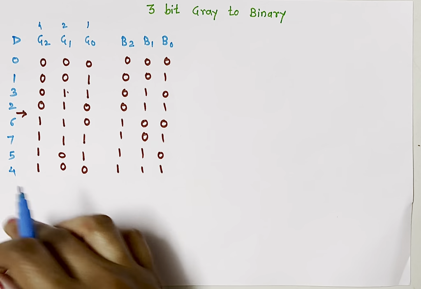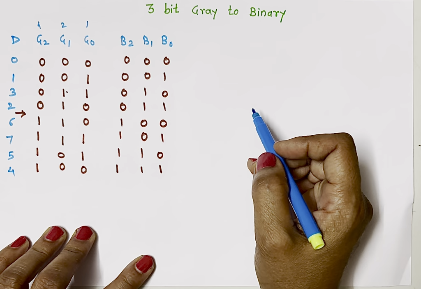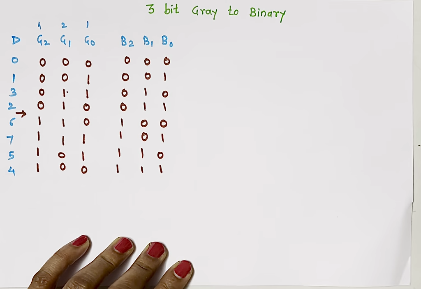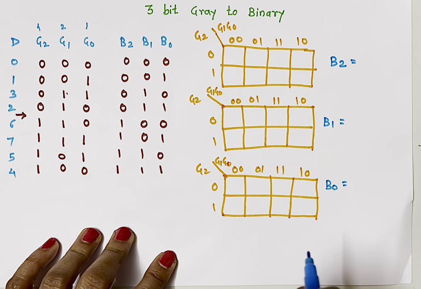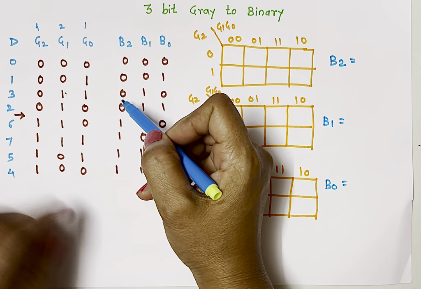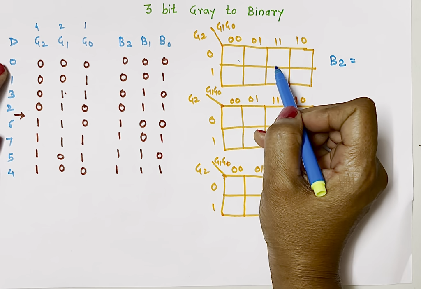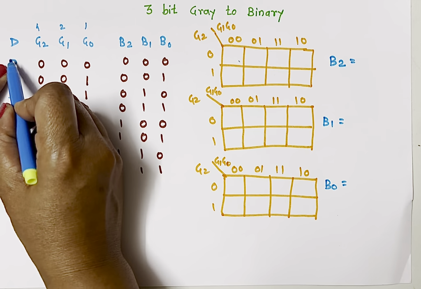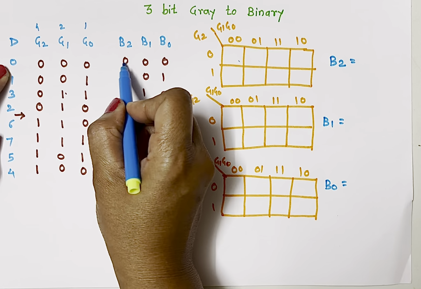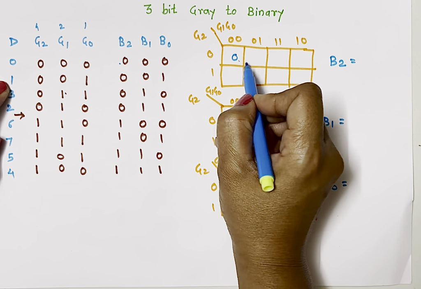Okay, so we have decimal numbers, we have Gray numbers and we have binary numbers. Now let's make 3 K-maps for B2, B1 and B0. This is the K-map for B2. So let's put values of B2. We need to check the decimal numbers now. For 0 it is 0, so I'll write 0. For 1, 0.